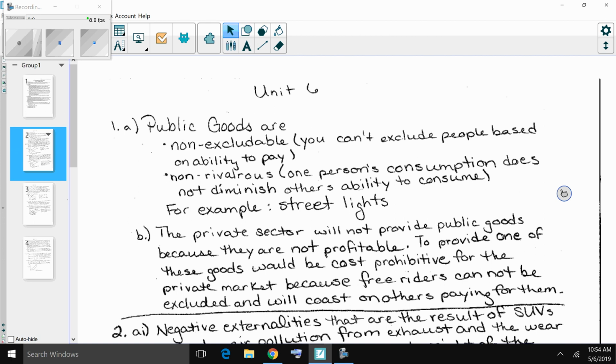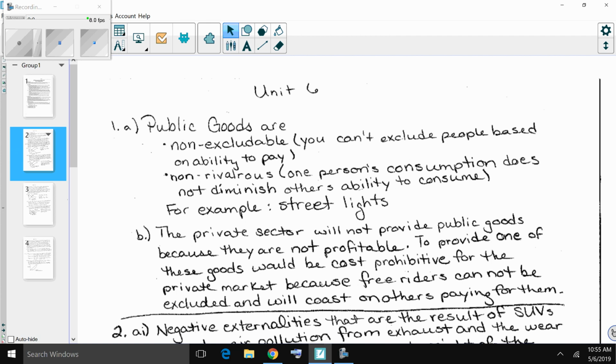The key parts to be a public good are excludability and rivalry. So if a good is non-excludable, meaning you cannot prevent people from consuming even if they're unable to pay, then it's going to be public. And then finally, non-rivalrous, meaning one person's consumption doesn't diminish someone else's ability to consume that product.